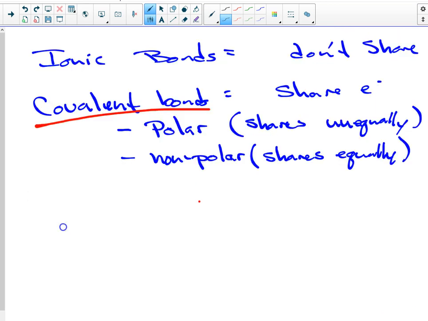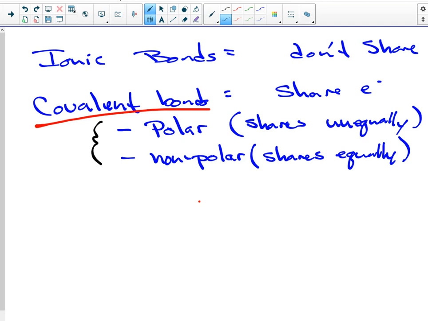All right? Now, there are 2 types of covalent bonds, polar and nonpolar. Polar means it does not share equally, it shares unequally, and nonpolar shares completely equally. And what are we sharing, losing, or gaining? Electrons, okay?